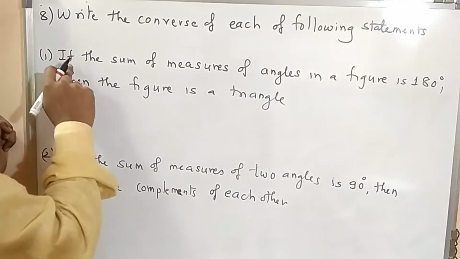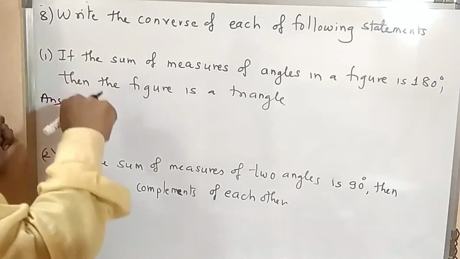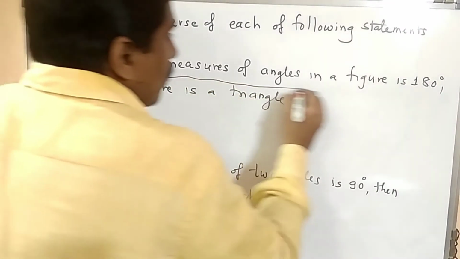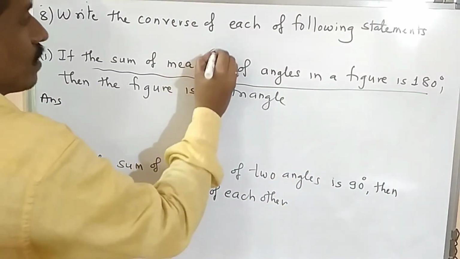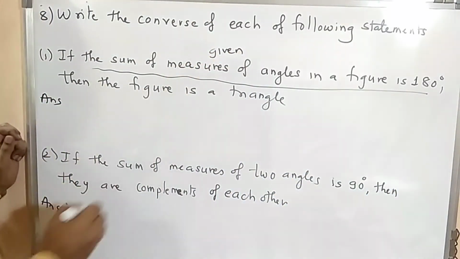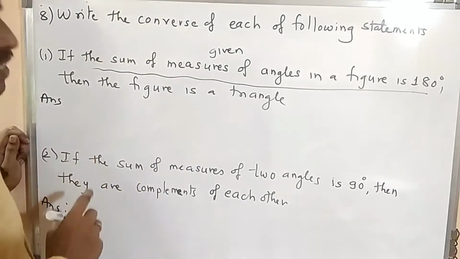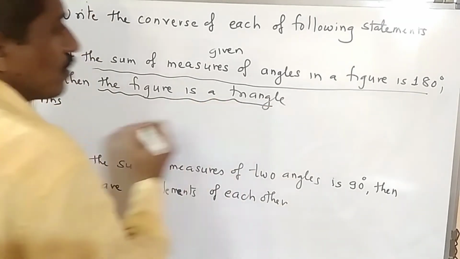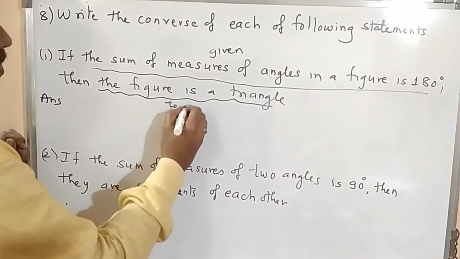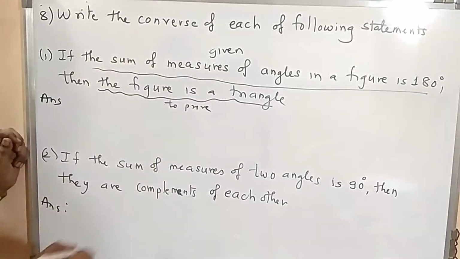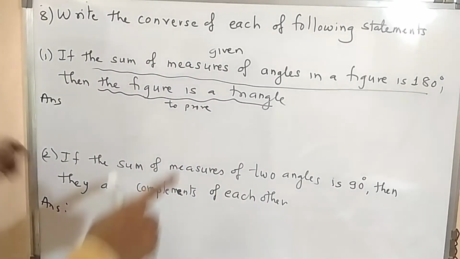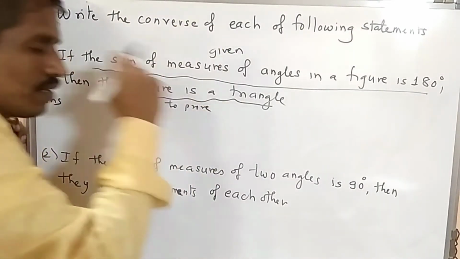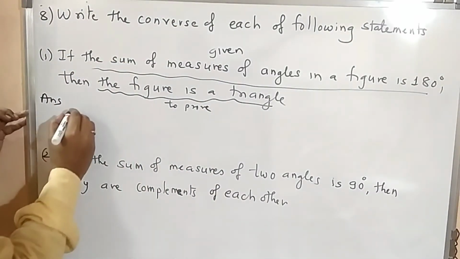The part of the statement between if and then is called the given part. What is the given part? Sum of measures of angles in a figure is 180 degree. And what is the to be proved part? The figure is a triangle. So will interchange, means what? The to be proved part will become given and given will become the to be proved part. So how will I write this?